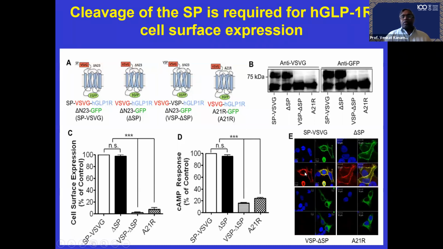You can see the receptor is at the cell surface because of the red color, and here also you can see the signal peptide cleaved one at the surface. Whereas if you either modify the signal peptide or mutate it, it's no longer localized to the plasma membrane. That's why there's no red color staining here. So overall, this suggests that the cleavage of the signal peptide is required for GLP-1 receptor cell surface expression.